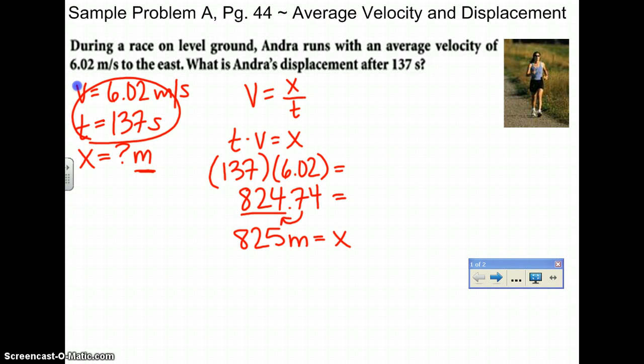Hey, Miss Arter, grade this one. What do you need to do, guys? Box your final answer. Fabulous.